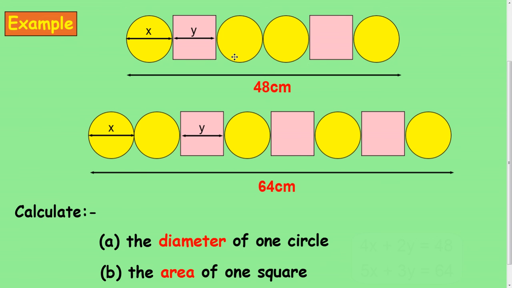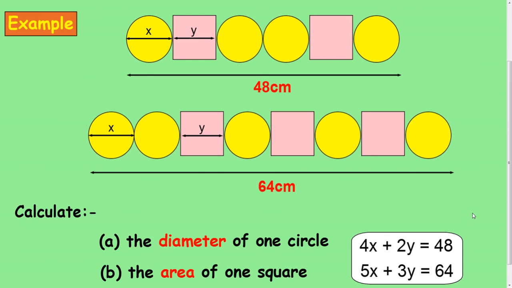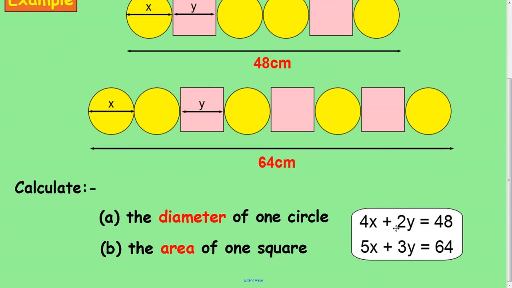So from the top picture you can set an equation up. You can say 1, 2, 3, 4 x's and 2 y's makes 48. And the bottom picture, 1, 2, 3, 4, 5 x's and 3 y's makes 64. Once you've done that, I'm not going to go through it all, but that's just setting up simultaneous equations and solving them, equation 1, equation 2 and so on. Go for 6's here, I would. Once you work out x, that's answered the first part, the diameter of the circle. Once you've worked out y, if you do y times y, that'll give you the area of the square.